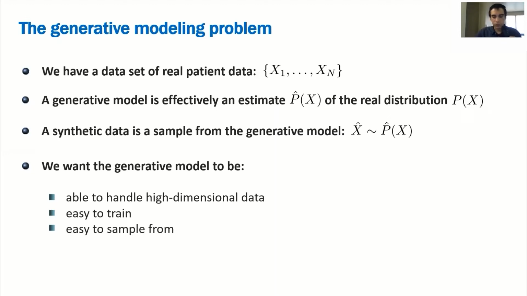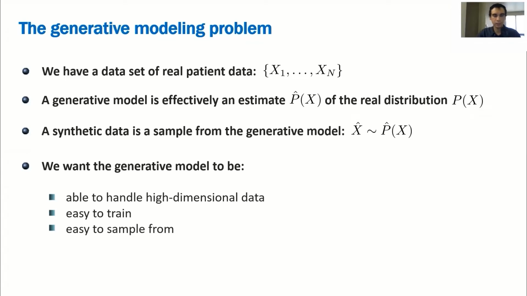So formally, the generative modeling problem can be formulated as follows. We have a set of real patient data. Let's say we have n instances for n patients. Each is represented with some variable x, so we have x1 up to xn.